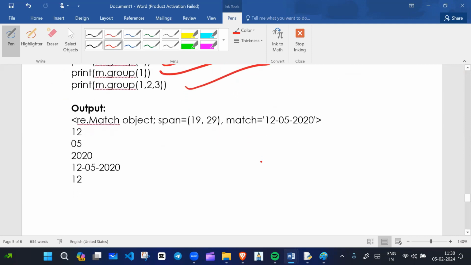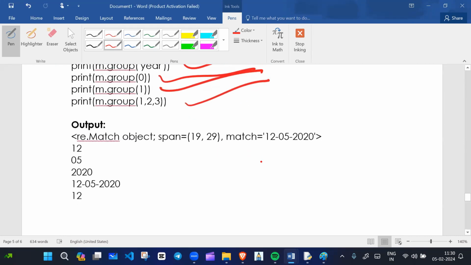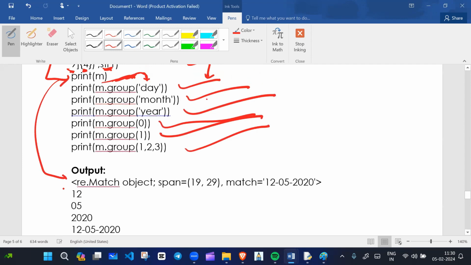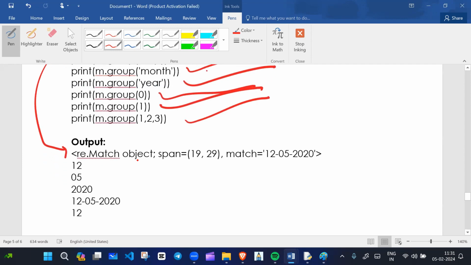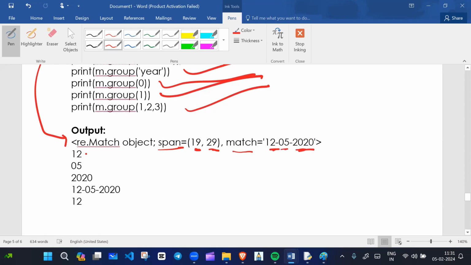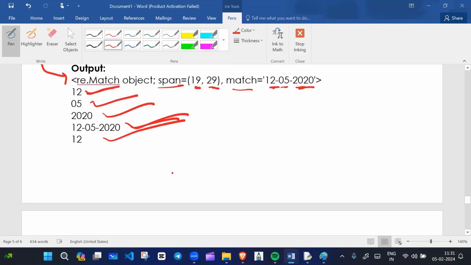What is the output? First we are printing m, so this is the output for m. A match object, with span and match 12/5/2020. So we are retrieving day 12, month 5, and year, which is 2020. We are retrieving the complete match, and this is day. So this is the output of this program.